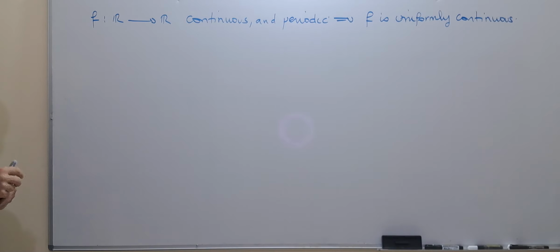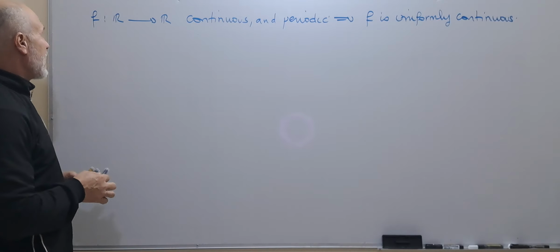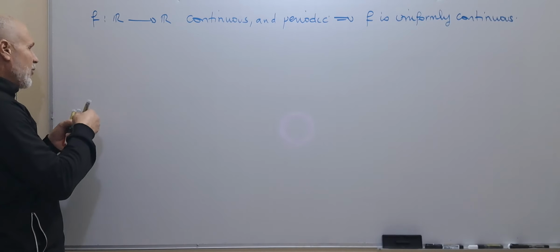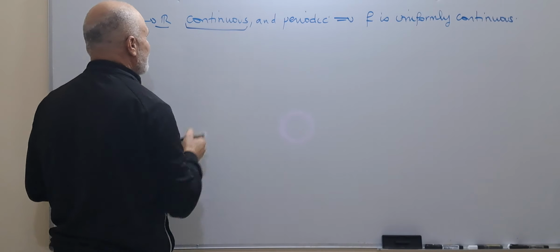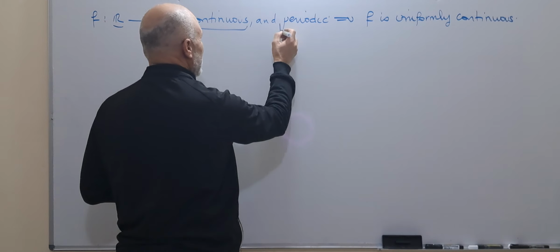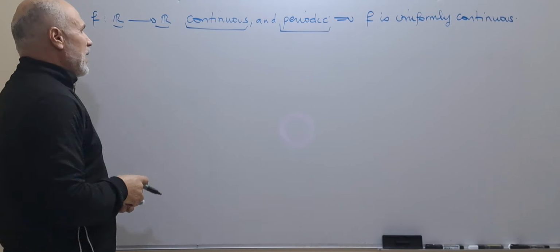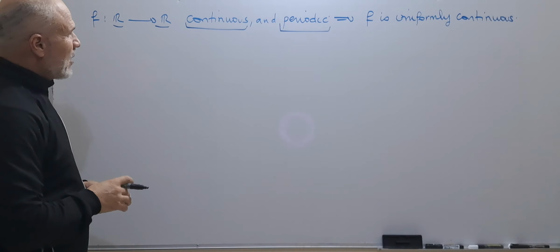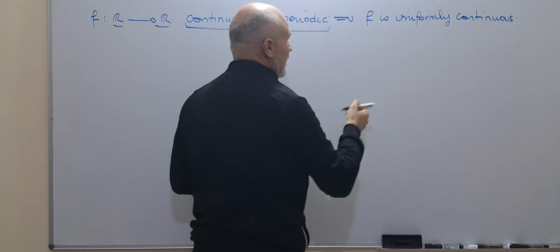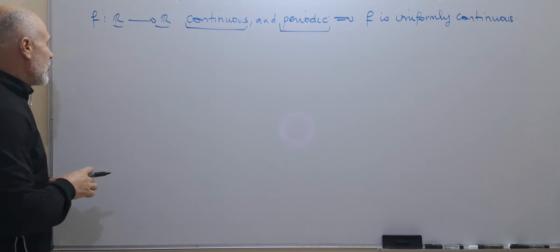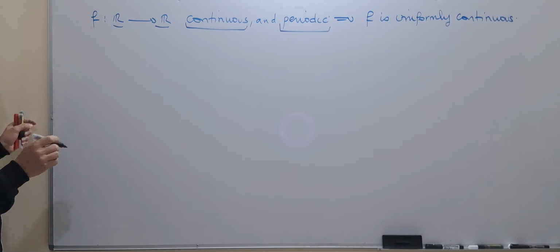This is an exercise which is actually a theorem. It says that if we have a function f from R into R which is continuous and also periodic, then this function is actually uniformly continuous. How can we prove this? It is actually very easy.